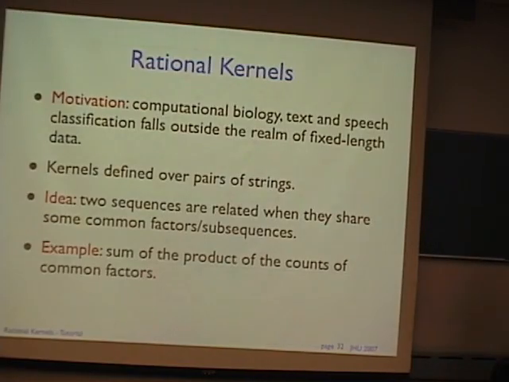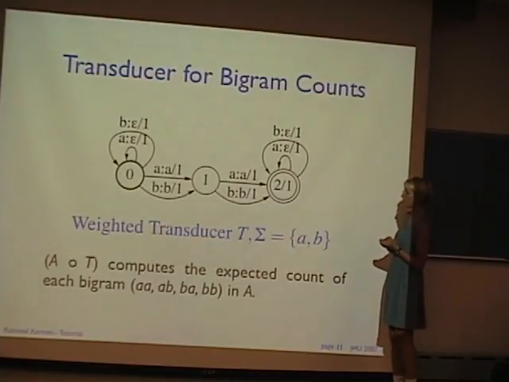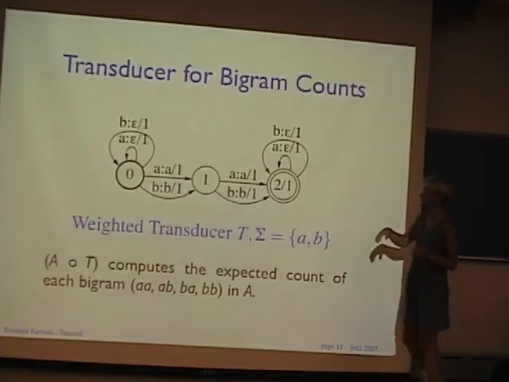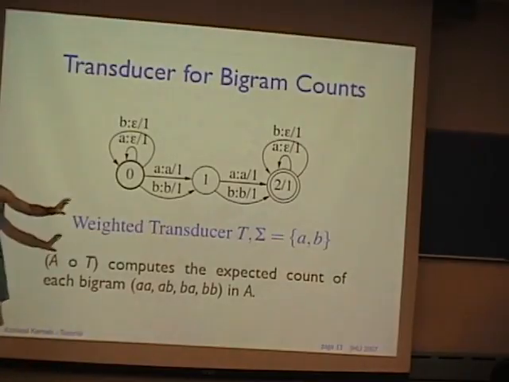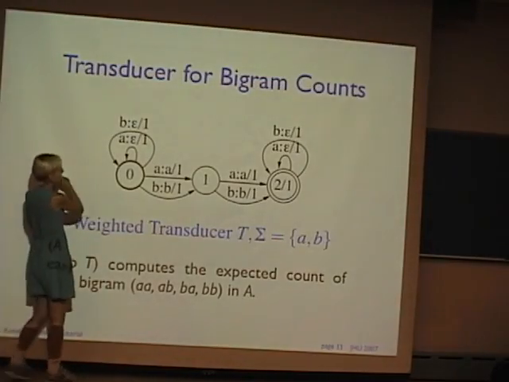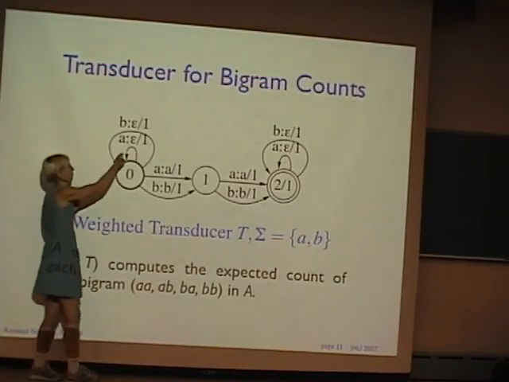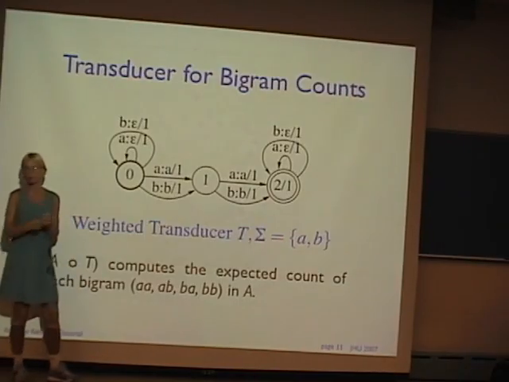Here is a very simple transducer for computing the count of the appearances of bigrams in a very small alphabet, with strings over A and B. So imagine you have this long string of A's and B's, and now we can come along here. We can stay in the initial state, skipping as many A's and B's as we want to, outputting nothing, outputting epsilon, and just multiplying the weight 1.